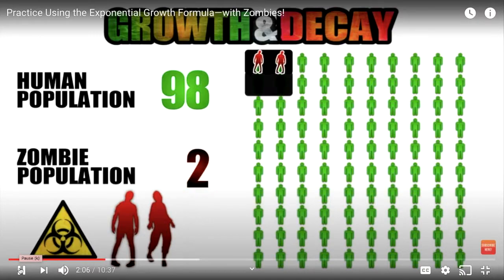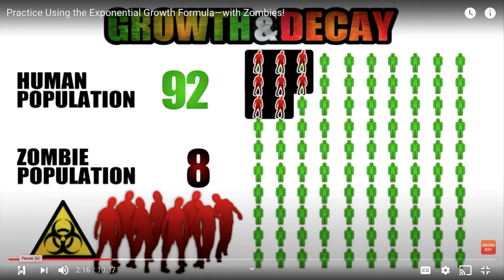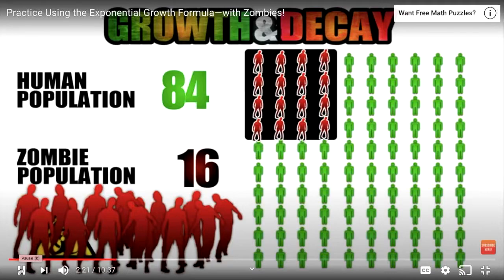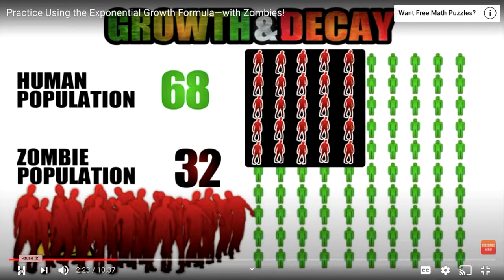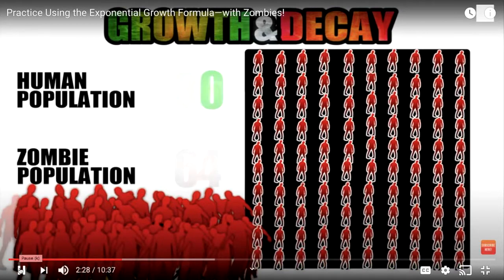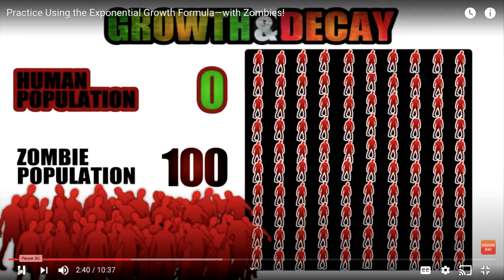And now we can see how, as this process continues, where the zombie population continues to double, we can see just how quickly the zombie population can grow while the human population simultaneously shrinks. So now we can see just how quickly an infection can spread, and now we are left with a zombie population of 100 and a human population of 0. They have completely taken over.